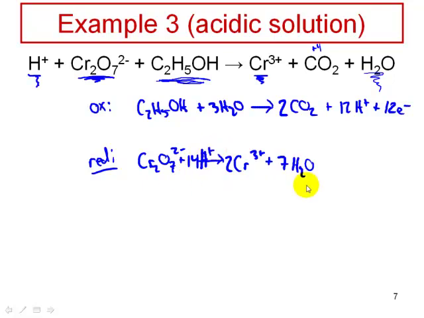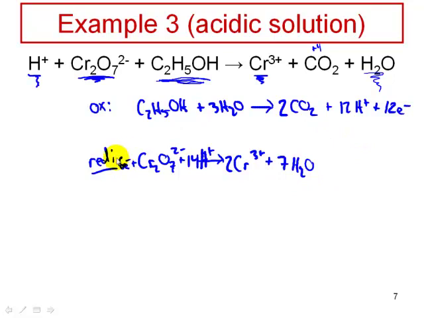If I look now, the charge is not balanced. Over here, the total charge is plus 6, because I've got 2 of those. Over here, the total charge is plus 12, and so I've got to add 6 electrons to that side of the equation so that the charges will balance.